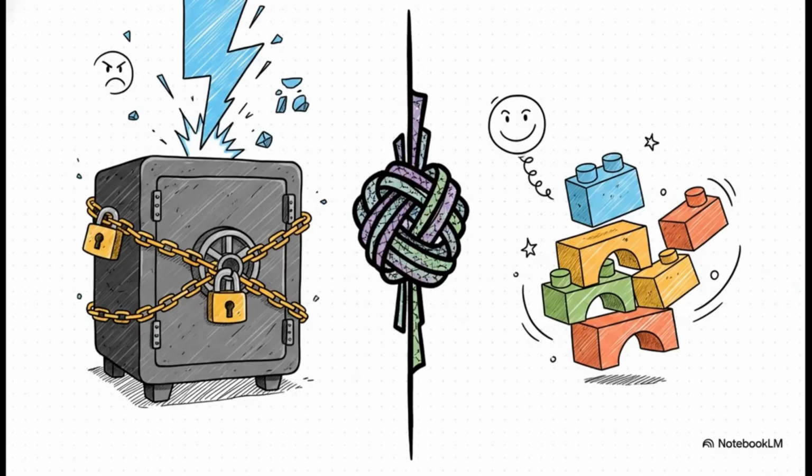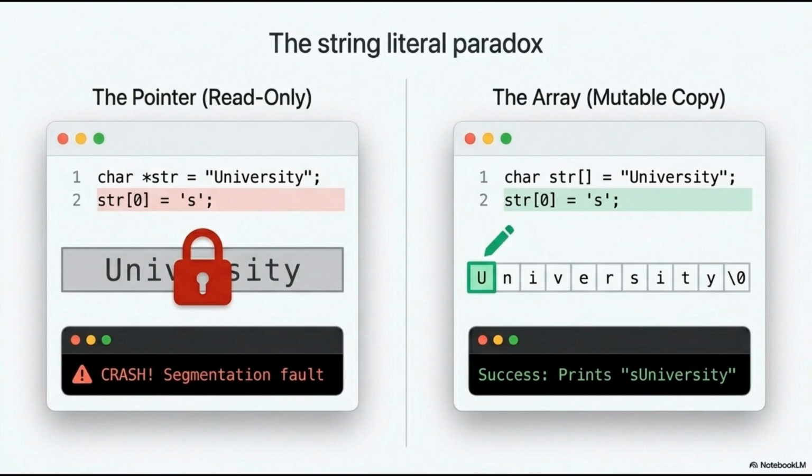However, this automatic system actually creates a bit of a paradox, specifically when we look at read-only pointers versus mutable arrays. When C handles things for you, it silently categorizes memory in ways that aren't super obvious at first glance. And stepping out of those invisible bounds leads to instant punishment. Let's look at the string literal paradox. Imagine you have a pointer directly referencing a string literal, like the word university. The system essentially puts a padlock on that memory. It is strictly read-only. If you try to change that capital U to a lowercase s directly, you get hit with a catastrophic segmentation fault, just an instant crash.